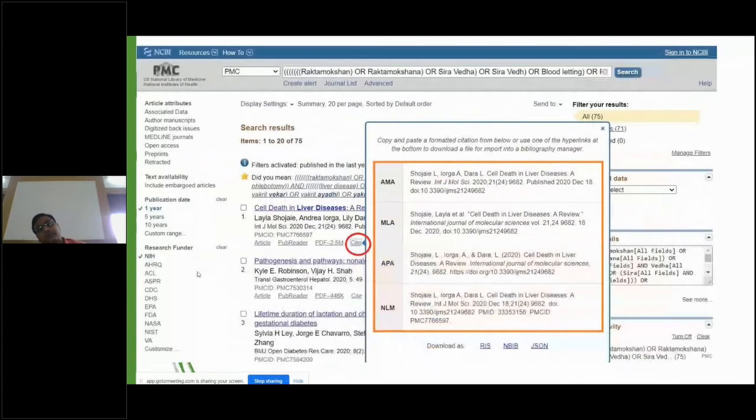Then another part of our search: if you want to cite a specific article, because of citation and referencing styles, there are many softwares available, like Mendeley and Zotero. With the help of these softwares, we can manage our research references, referencing styles, citations, and so on. If you want to cite this particular article, the cell death in liver disease, you can get various referencing styles that you require. You can copy and paste them into your Word file to cite the article.